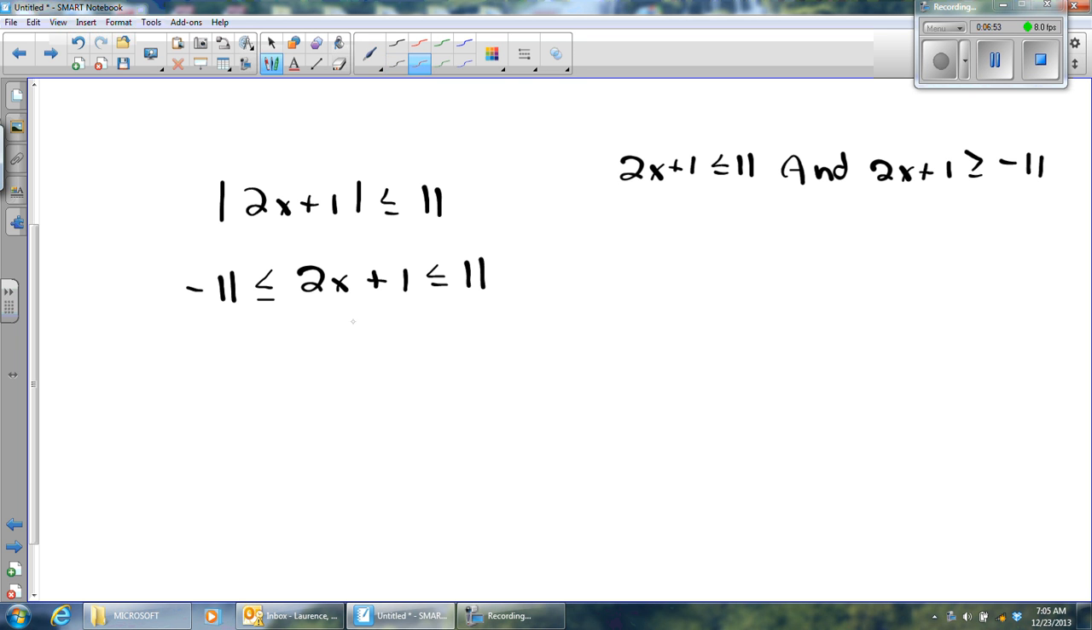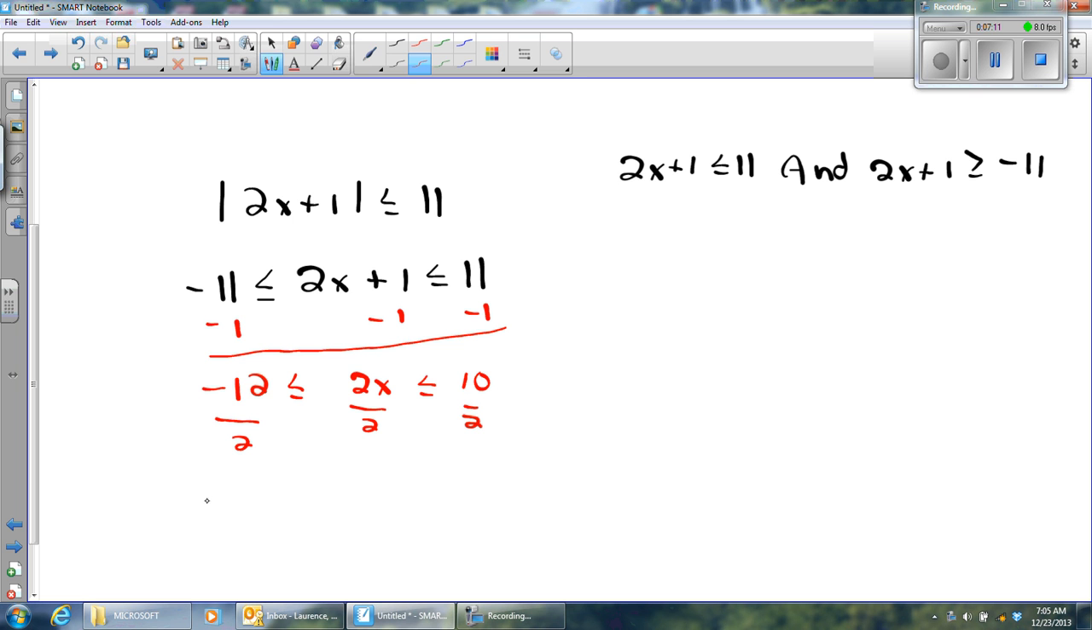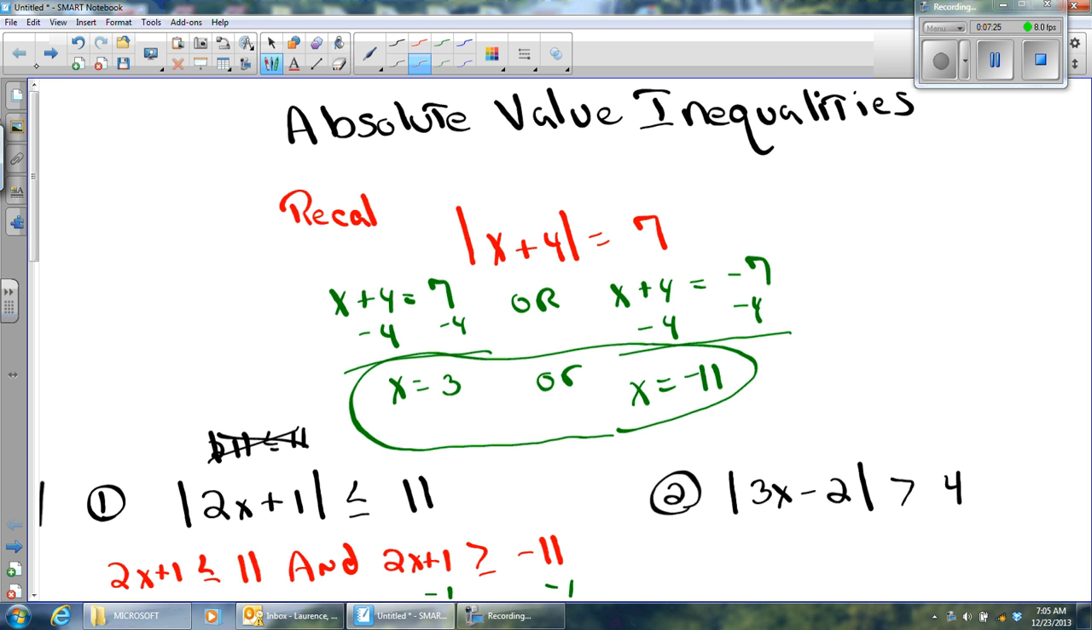Then of course, I like to solve it all as one. So I'll get negative 12 is less than 2x less than or equal to 10. And then of course I divide by 2. So negative 6 is less than or equal to x, which is less than or equal to 5. And I got the same answer as you did doing it the other way. I don't care which way you do it. Whichever way is going to allow you to get the right answer, that is fine.